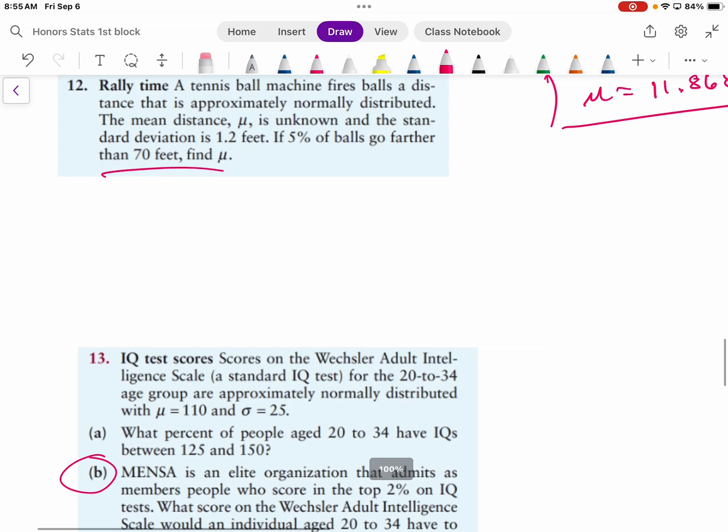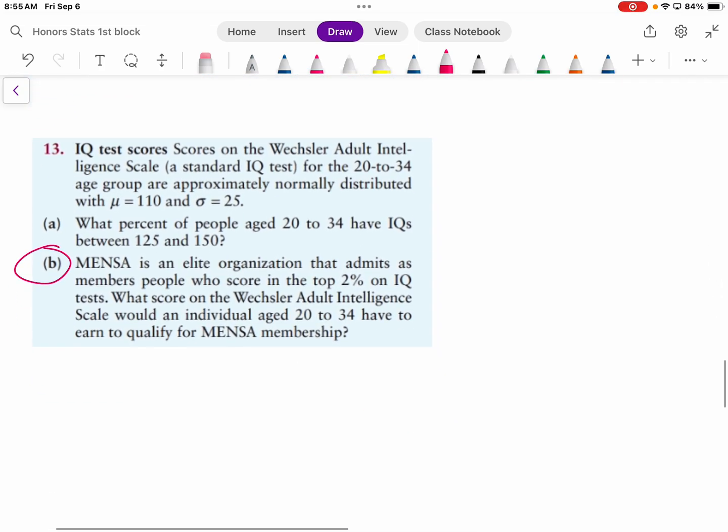All right, let's skip down to number 13. We'll do 13A, and then with 13B, I get to show you the calculator method. So, IQ test scores, the Wechsler Adult Intelligence Scale for a 20 to 34-year-old age group are approximately normally distributed with a mean of 110, a standard deviation of 25. What percent of people aged 20 to 34 have IQs between 125 and 150?